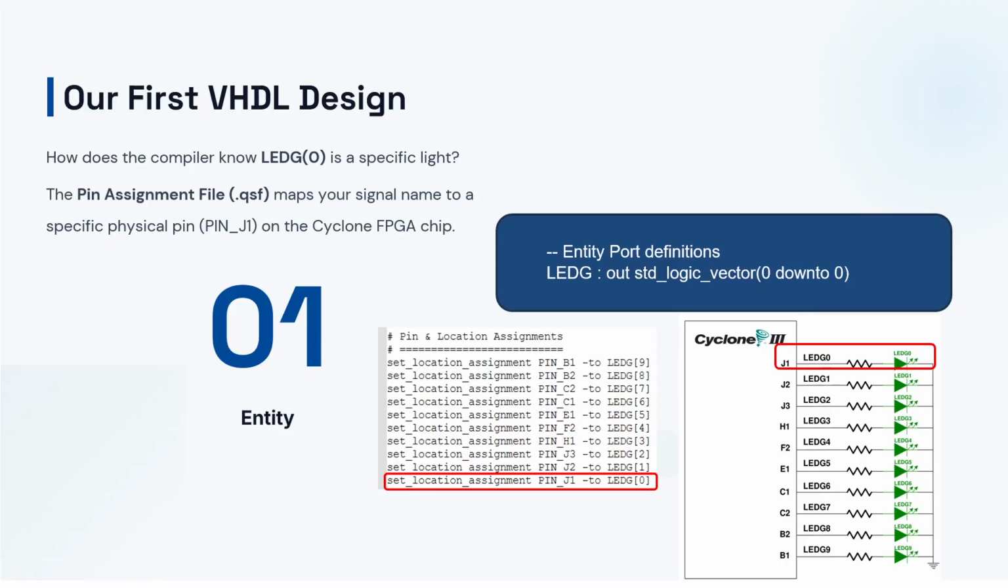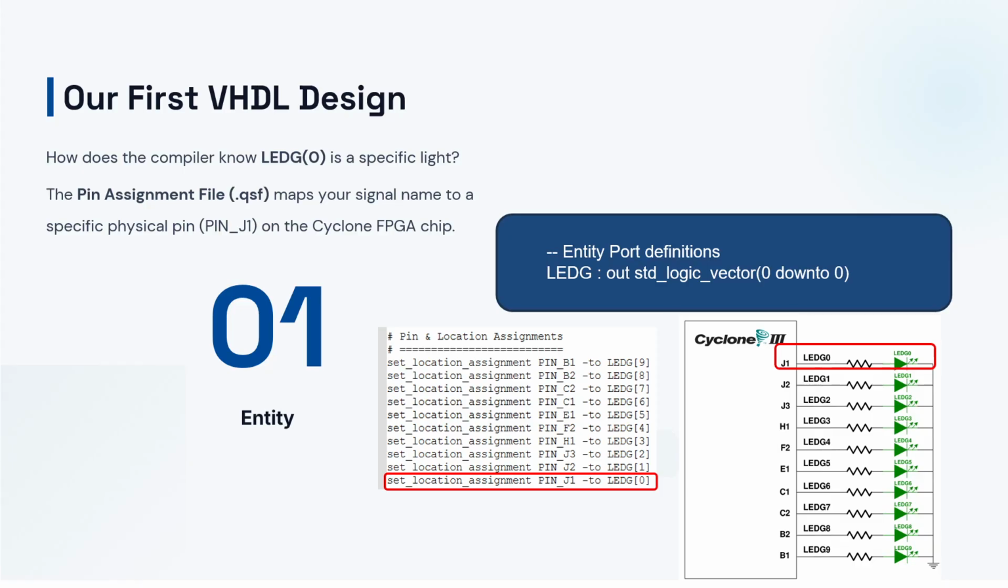Now, let's look closely at the port definition at the top right. LED-G, out standard logic vector 0 down to 0. What does it mean in VHDL? This creates an array or a bus named LED-G with exactly one element in it, LED-G0. The Terasic convention. We named it LED-G because we are following Terasic's official naming convention for the DE0 board.